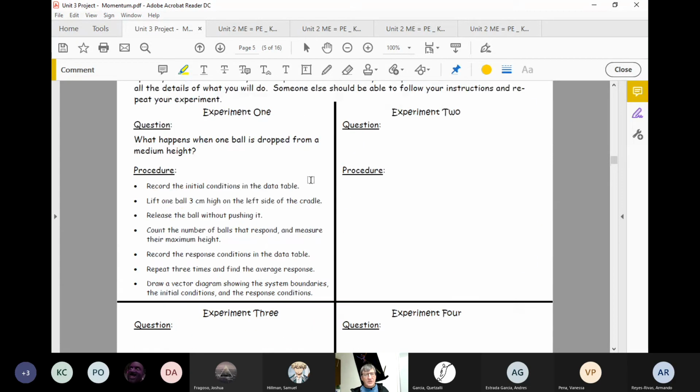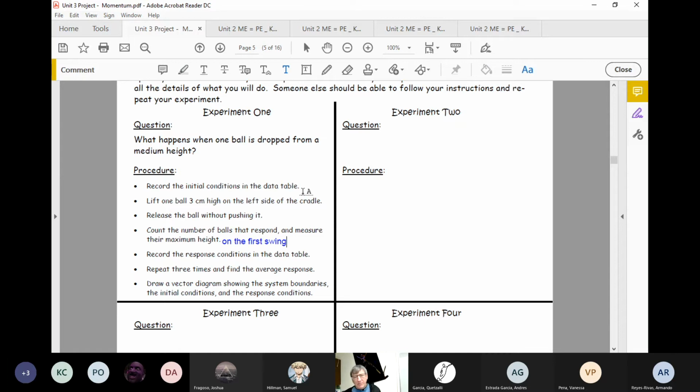So the first thing to do in the experiment is record initial conditions. Then I lift 1 ball 3 centimeters high on the left. Then I release it without pushing it. Then I'm going to count how many balls respond and measure their maximum height. I decided that this needs one other thing here, though. I'm going to measure their maximum height on the first swing.